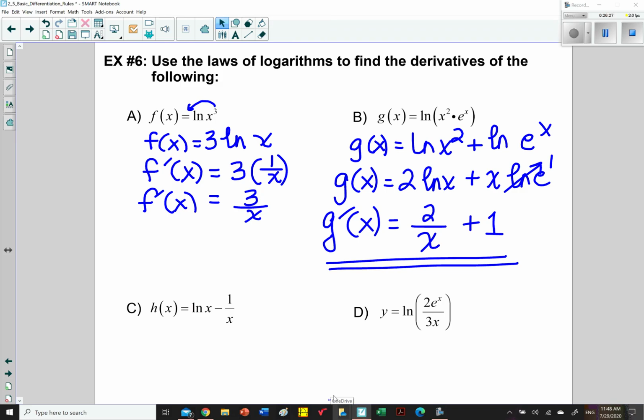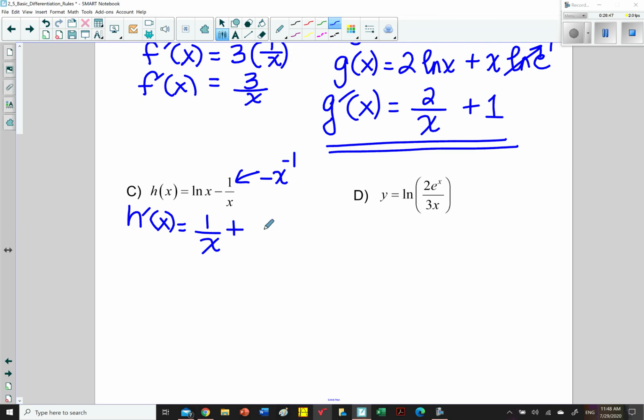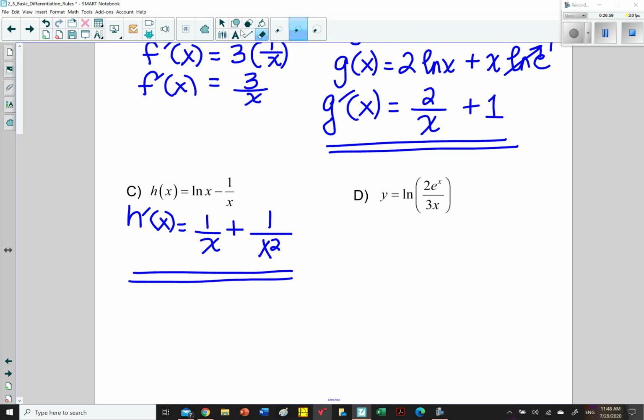On letter C, natural log, derivative is 1 over x. We're going to rethink this as negative x to the negative 1. So that's going to give us a positive 1 x to the negative 2, or 1 over x squared. I would just leave it like that and not bother getting common denominators or anything.